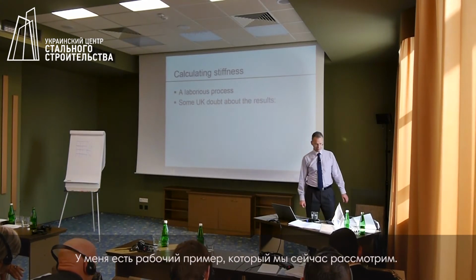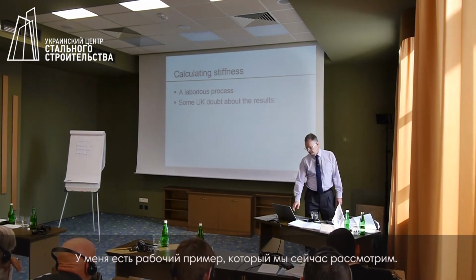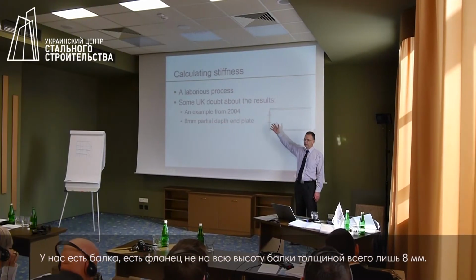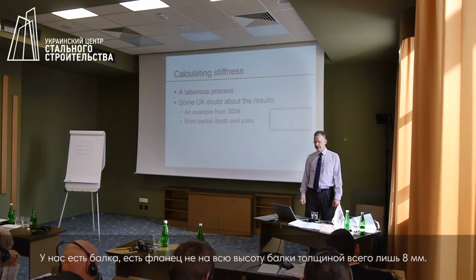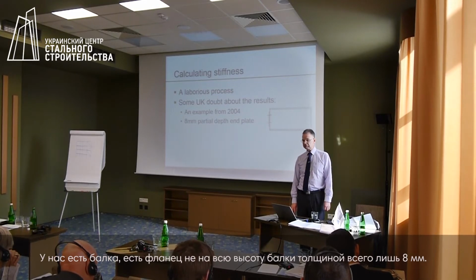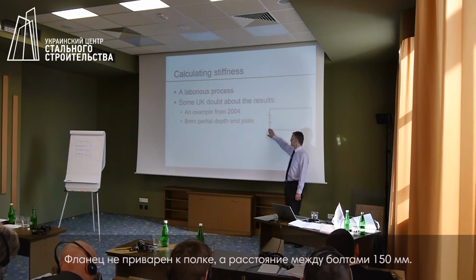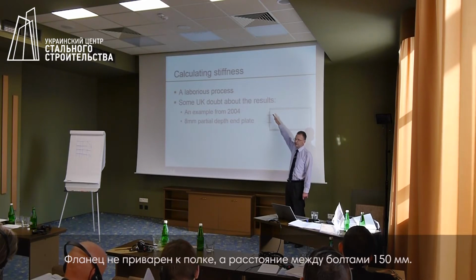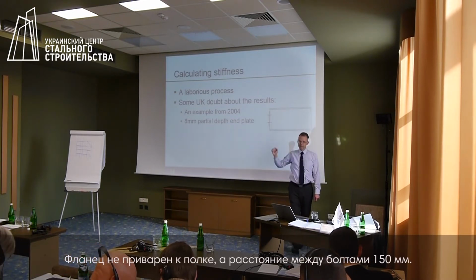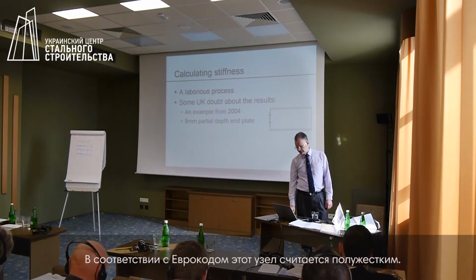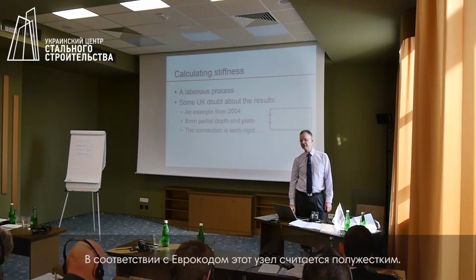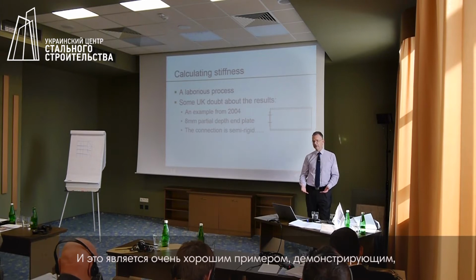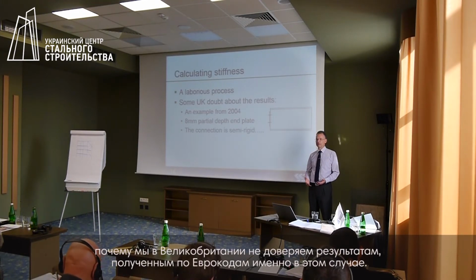There is one worked example that I am aware of. It is a beam. It has a partial depth end plate. The end plate is only 8 millimeters thick. The end plate is not welded to the flanges, and the bolts are set 150 millimeters apart. 17 pages of calculations later, the Eurocode advises that the connection is semi-rigid. And that would be a good example why we in the UK do not believe the Eurocode.